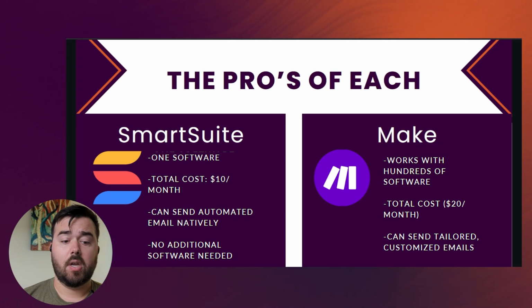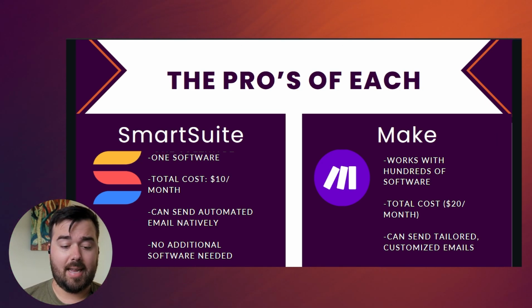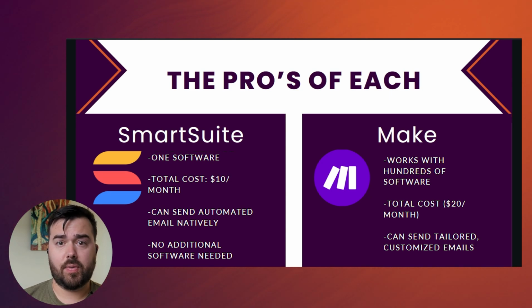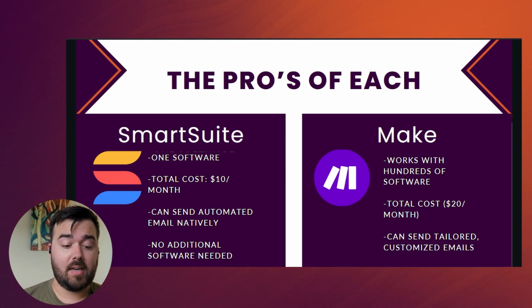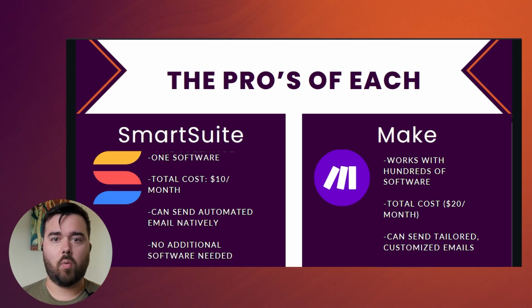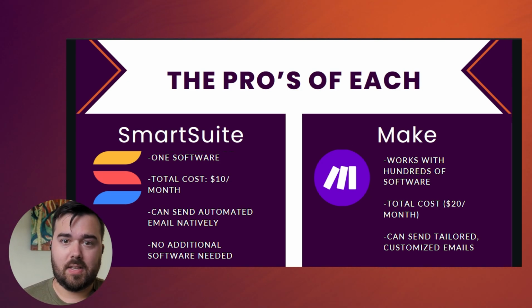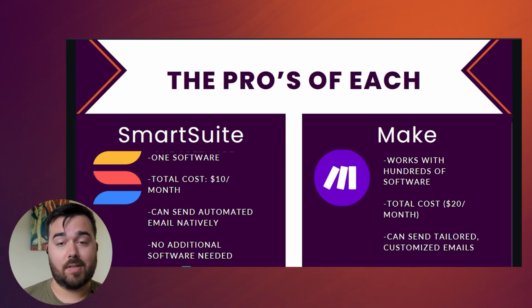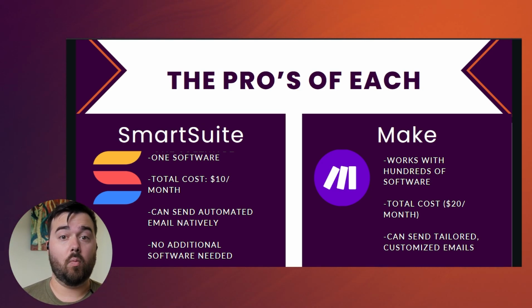So at a quick glance, we can see that SmartSuite is just one software here, and it only costs $10 a month, so that is really great for having a good, cheap option. But then because it already sends emails through Outlook and Gmail natively, that doesn't require you to pay for an additional service. Everything can be done in this one system. And if that helps you stay organized in having one particular tool, this may be it.